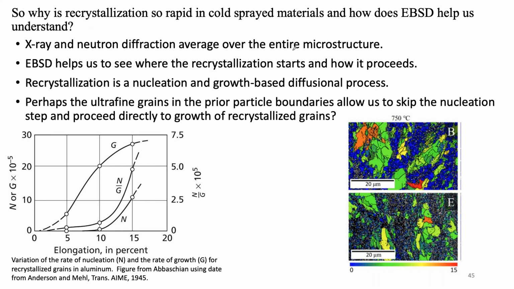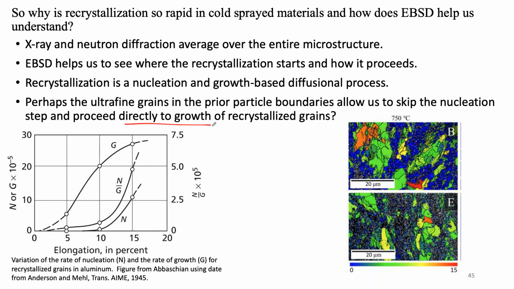Well, X-ray and neutron are great techniques, but they're averaging over the entire microstructure. So we can see on average what's going on, but we can't tell you where things are taking place, or perhaps how they're proceeding in the microstructure. Recrystallization is a diffusion-based nucleation and growth process. So the idea is that I have to nucleate recrystallized grains, and then I grow the recrystallized grains. This is some of the original data on this topic from 1945 from Anderson and Mehl on aluminum. And so the hypothesis that I would put forward today is that the ultrafine grains that we produce in the cold spray process may actually allow us to skip the nucleation process and go directly to growth.